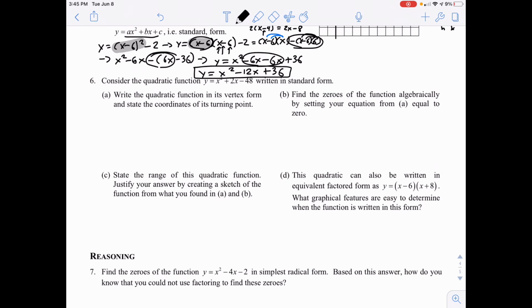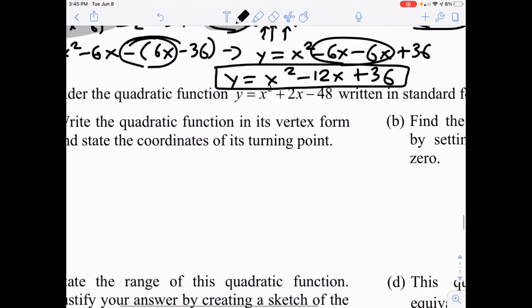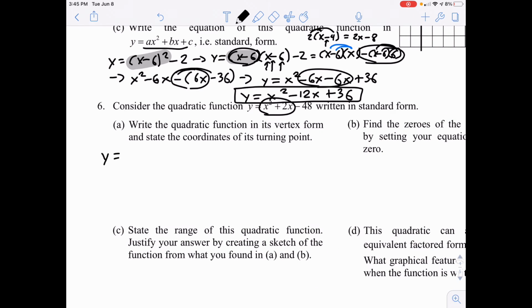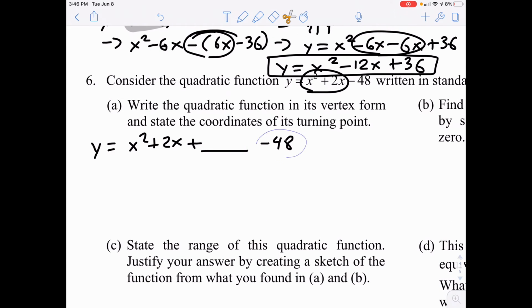Number 6. Consider the quadratic function x squared plus 2x minus 48 written in standard form. Write the quadratic in vertex form, stating its coordinate points of the vertex, of the turning point. So we would do that by completing the square on the first two terms. So let's do that. Y is equal to, we're going to go x squared plus 2x plus, leave some space, right? And then minus 48. Well, what's that space that we're leaving? Well, remember, guys, it's b over 2 squared.